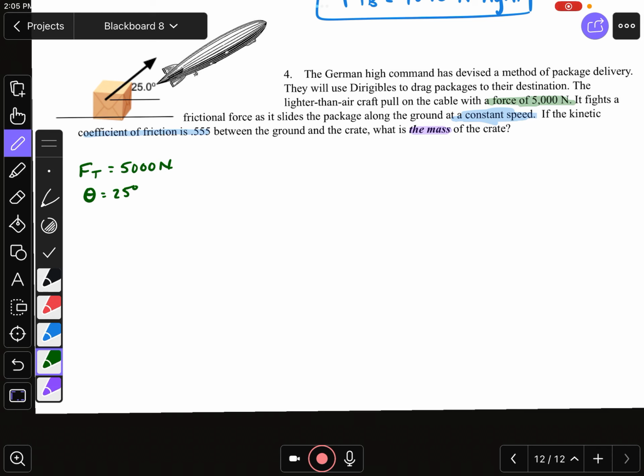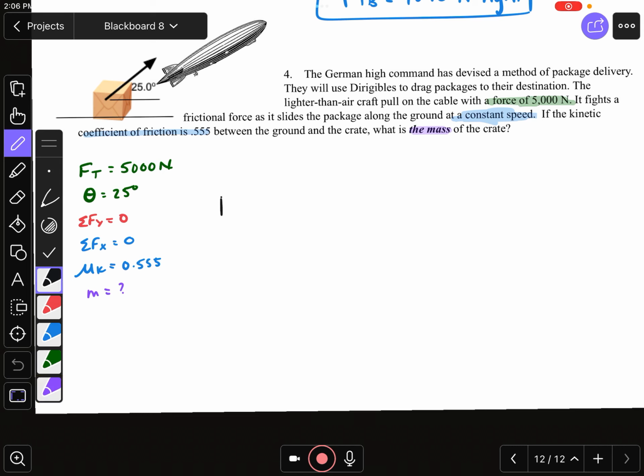I'm also given that it's moving at a constant speed, and because there's friction between the ground and the box, we're going to assume it's not popping up off the ground. If it were popping up off the ground, there would no longer be any friction. So let's say that the sum of the forces in both directions are going to be 0 due to the fact that it's moving at a constant speed and it's not popping up off the ground. We have the kinetic friction coefficient of 0.555, and we're looking for the mass.